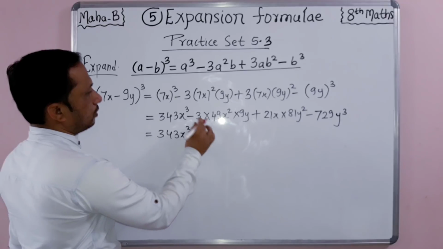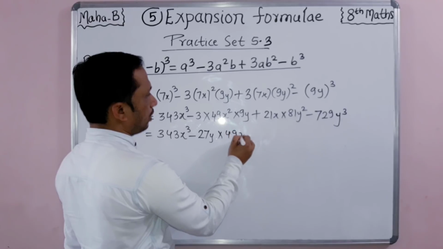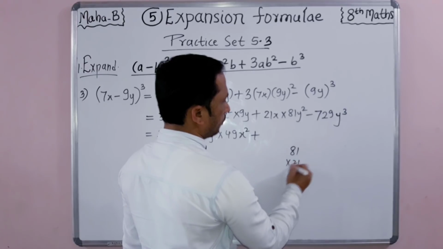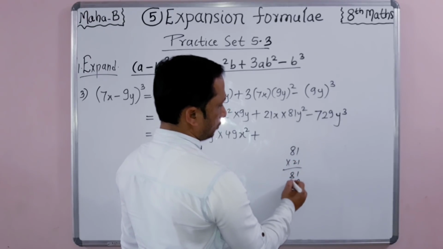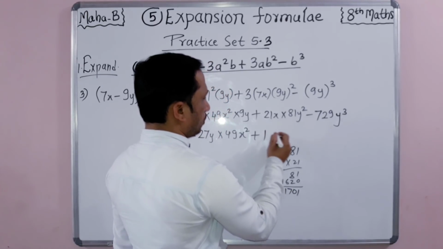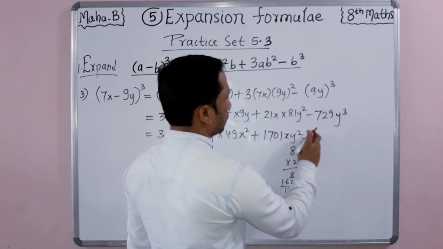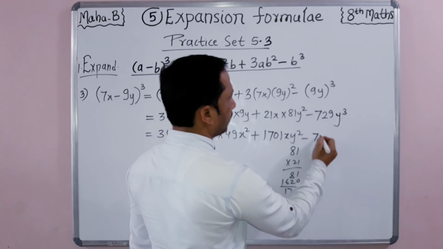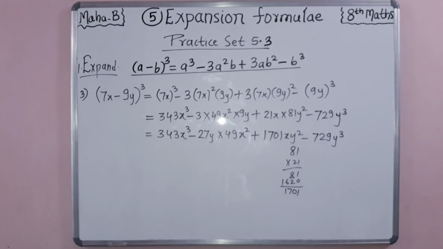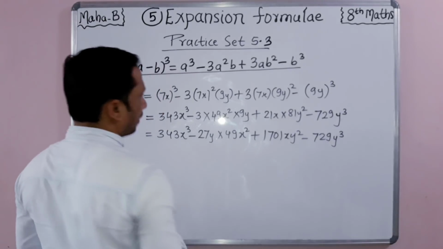343x cube minus 3 into 9, 27, y into 49x square, plus 81 and 21. Okay student, 81 into 21, 1 and 8, 0 is there, 2 and 16, so 1071. Okay, what is students? 1701 xy square. Okay student, minus 729 y cube. Okay students, so like this we will do the calculation. So now see students, we have to do the calculation of these two numbers.